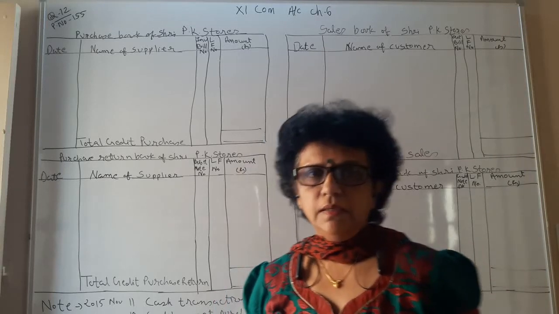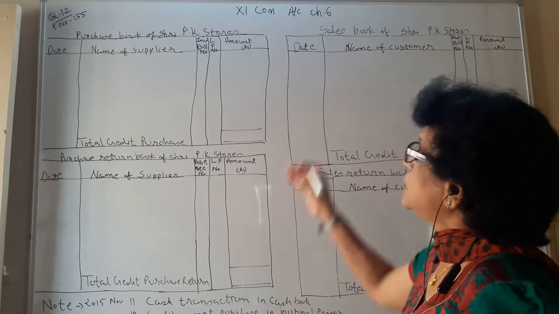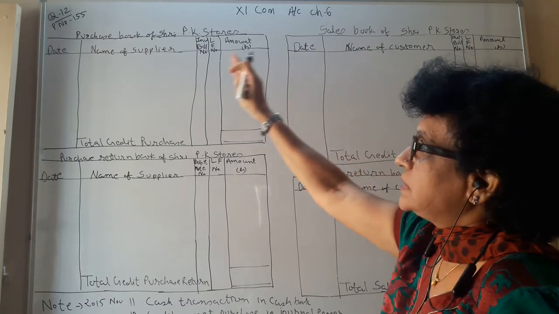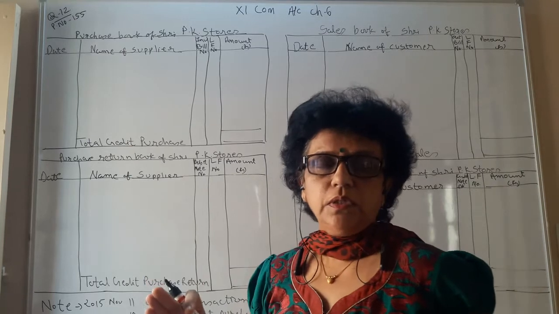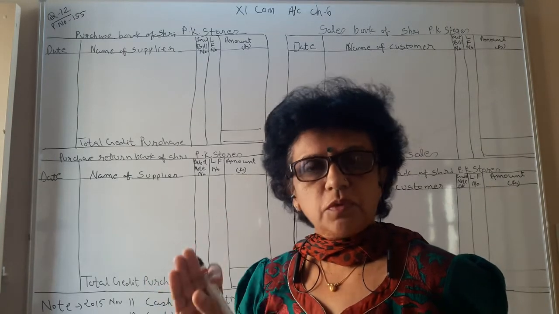Good morning everyone. Let us start and continue with our chapter 6 account 11C. Let us do question number 12. Now in this question we are going to do all the 4 subsidiary books together.